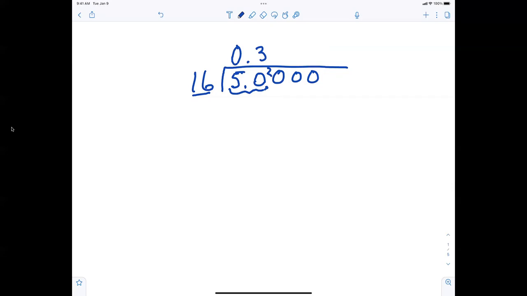Now 16 goes into 20 how many times? Once. How many left over? 4. 16 goes into 40. Yes, 2. 16 times 2 is 32. 8 left over. And then, of course, you would say 16 goes into 80 5 times. You agree with that? All right.